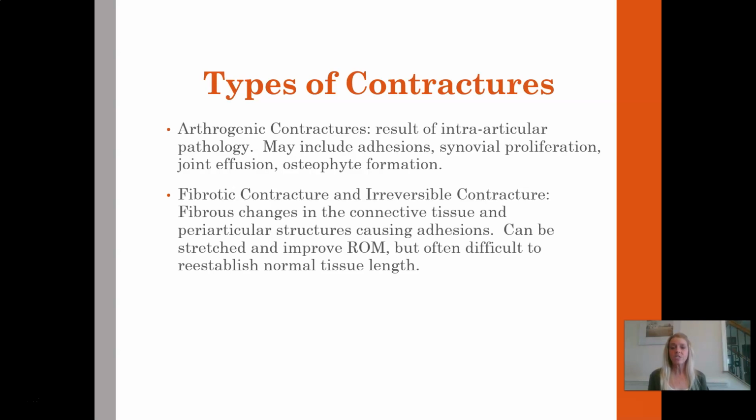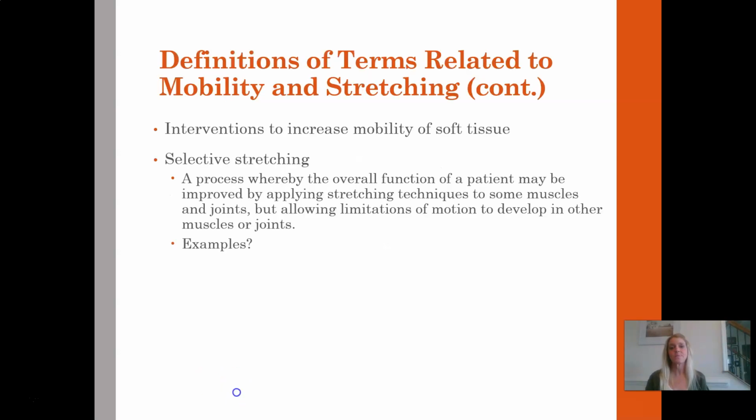This is when there's fibrous changes in the connective tissue surrounding a joint, the periarticular structures, that's most of the soft tissue or anything that's surrounding the joint, tendons, ligaments, muscles. It can be stretched, but again, it's often very difficult to reestablish normal tissue length. So this is usually seen after long periods of immobilization or, again, with some of our injuries to the central nervous system where patients are in these sustained postures almost indefinitely. Over time, those soft tissues can actually start to fibrose, and then it is going to be very difficult to stretch them out of that contracted position.